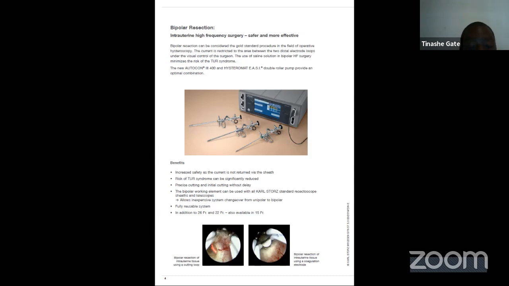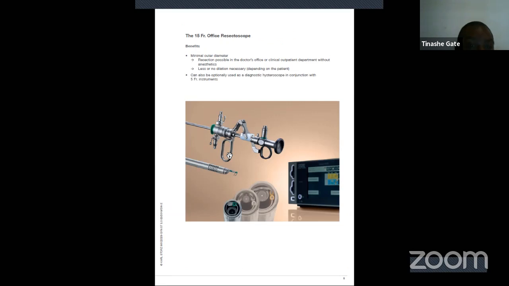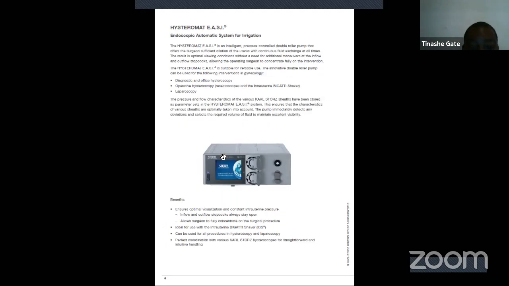In addition to the size 9 and size 12, there's also a size 15. That's the newer size, actually. And this is the size 15 resectoscope. The benefits: minimum outer diameter, as we said, doctor's office or clinical outpatient department without anesthetics, less or no dilation necessary, depending on the patient. And the whole system, I think you saw it in the short video that I showed you, presented by Dr. Stefano Bigatti. He's actually the creator of the Bigatti system.